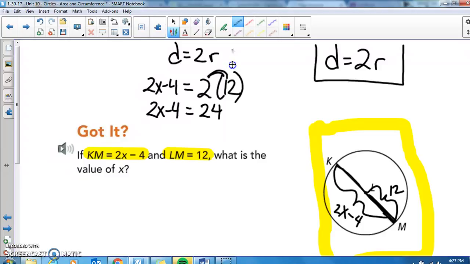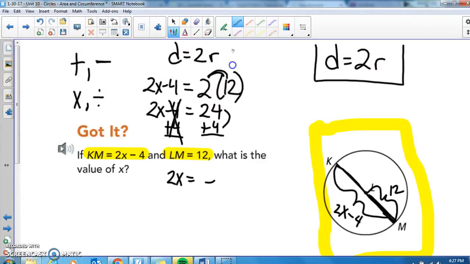All right, all you're doing is solving the equation. So as we know, we take care of addition and subtraction first, and then we take care of multiplying and dividing. So see, I have a minus 4. So what I'm going to do is add 4 to both sides. These two cancel out. I'm going to bring down that 2x. 24 and 4 give you 28.